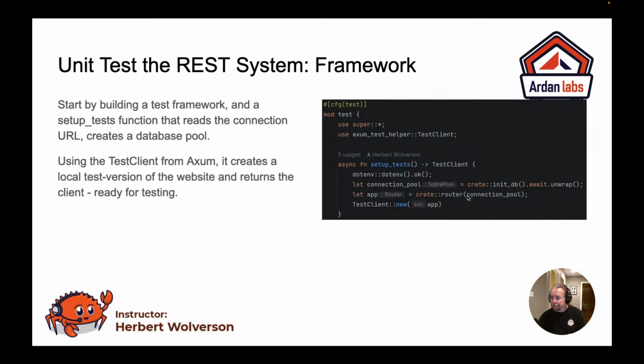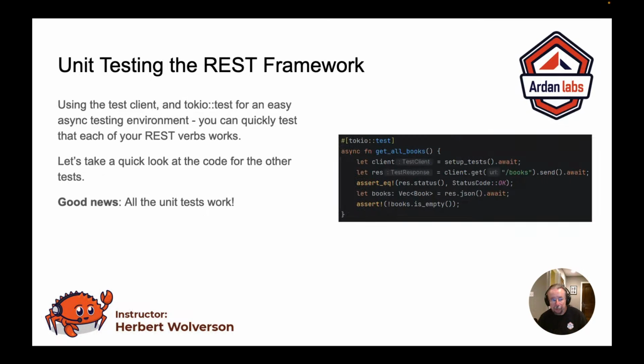We call our router function from the top level to build the Axum router. And then we can initialize a test client, which allows us to very easily make calls into our API and make sure that it matches what we expect. And so unit testing the REST framework itself is then pretty easy.